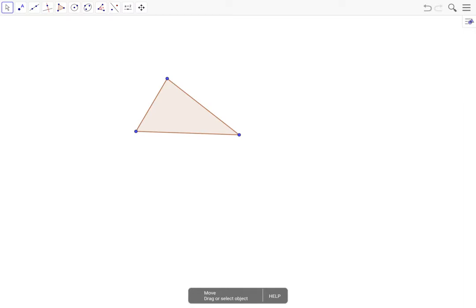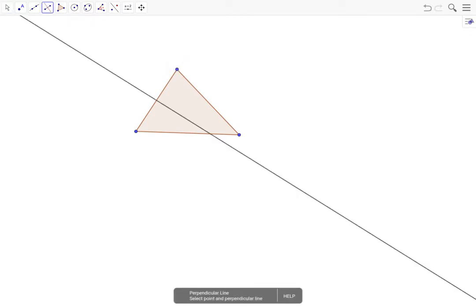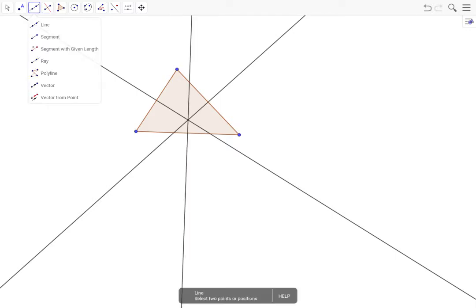So let's go ahead and create the circumcenter. So here I have just a regular triangle, nothing special about it. Okay, I'm going to go ahead and do the perpendicular bisector of all three sides. So obviously those two intersect. When I do the third one, it's going to intersect at the exact same point. And so that point is called the circumcenter.